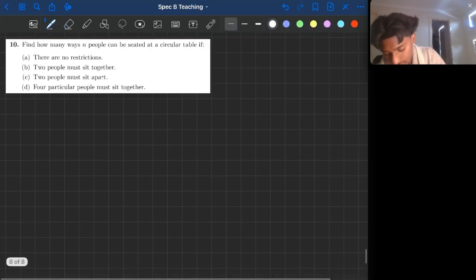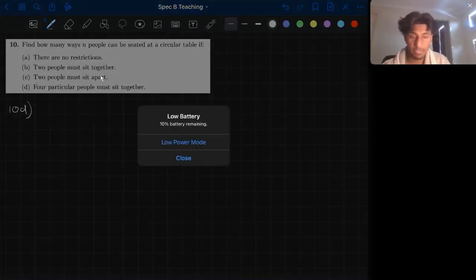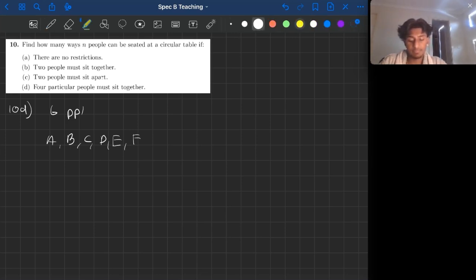So 10D. Now, for the sake of being specific, I'm going to do another simple example with a specific number of people, and then we're going to apply that to the general case. So imagine we have 6 people, A, B, C, D, E, and F, and 4 particular people must sit next to each other. The 4 particular people are A, B, C, and D. A, B, C, and D must sit next to each other.